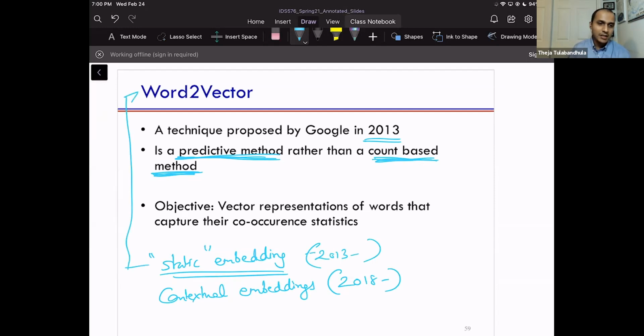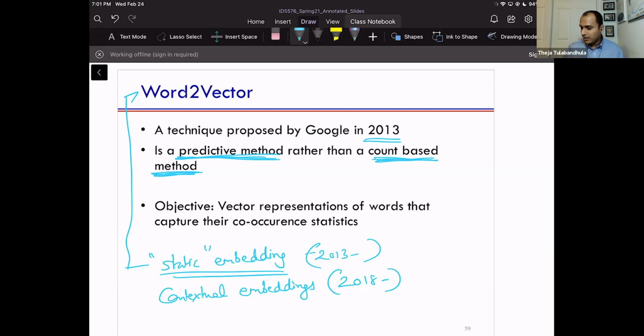Word2Vec is a static embedding in the sense that, intuitively, I got a vector for the word cat, and it's fixed. It doesn't matter whether cat appears in an article talking about the health of cats versus an article talking about pet foods. The vector for cat doesn't change.